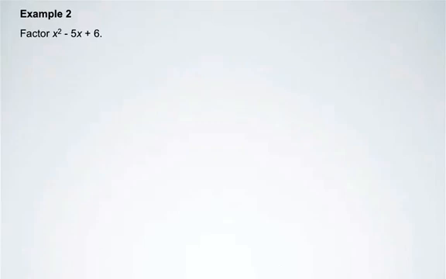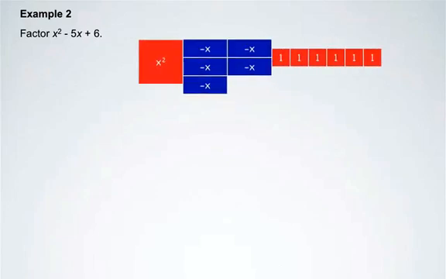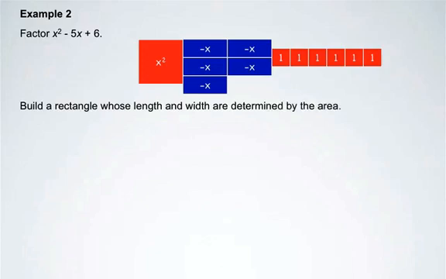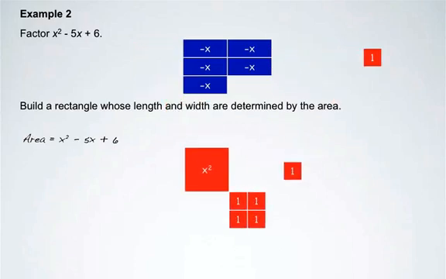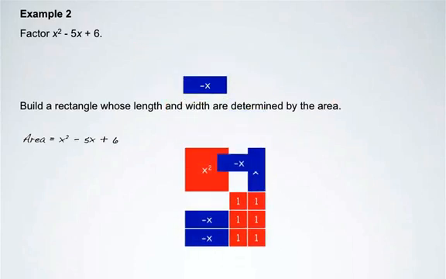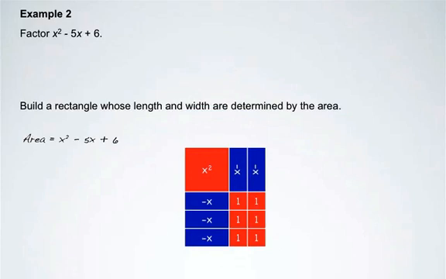We'll now factor x squared minus 5x plus 6. Here are the tiles we have to work with. We're going to arrange them to build a rectangle whose length and width are determined by the area. So, area is equal to x squared minus 5x plus 6. We can build a rectangle that looks like this.